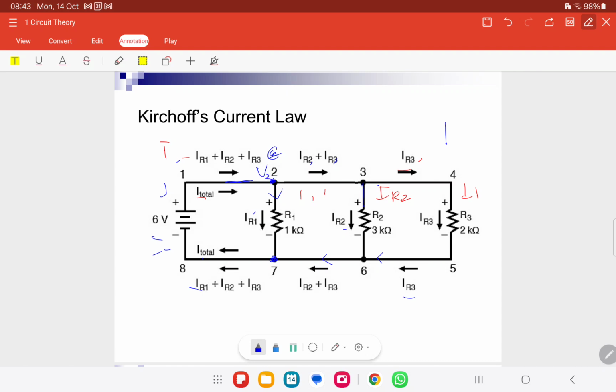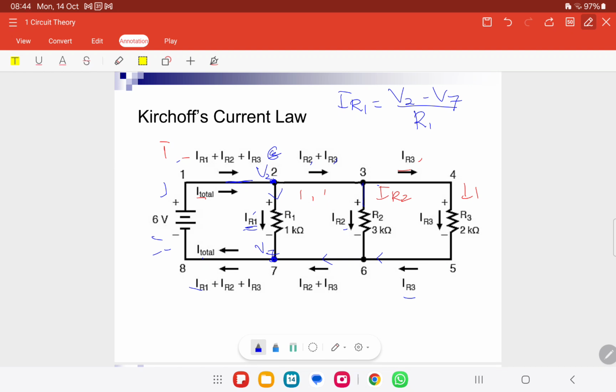Ini adalah let's say V2, ini adalah V7. Yang bawah ni. So for IR1 equals to V2 minus V7 over, apa? Over R1 lah. V2 yang dekat node 2 ni. Nampak tak? Untuk IR1.